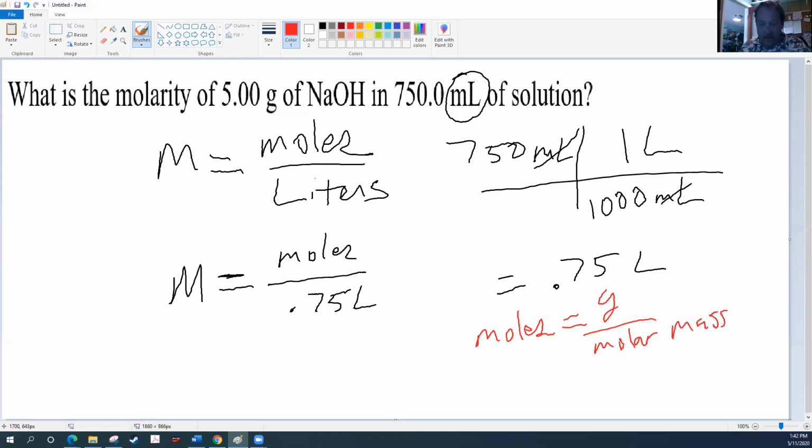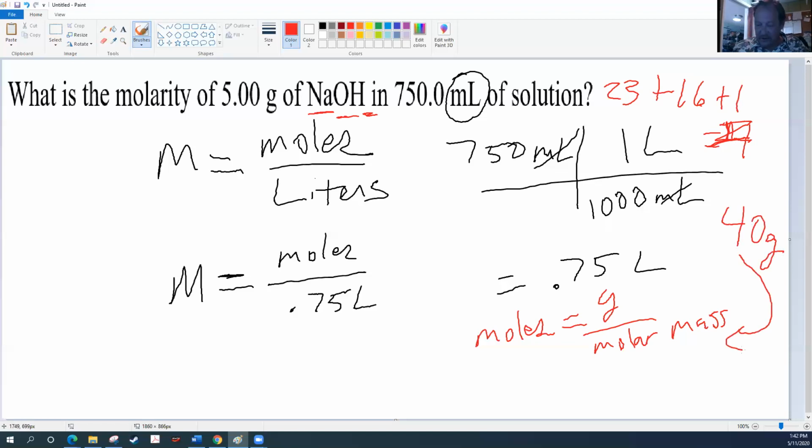Okay, well, there's 1 sodium, 1 oxygen, and 1 hydrogen. So that's 23 plus 16 plus 1. And that's going to give me a molar mass of 40 grams. So 40 grams is going to go down here.